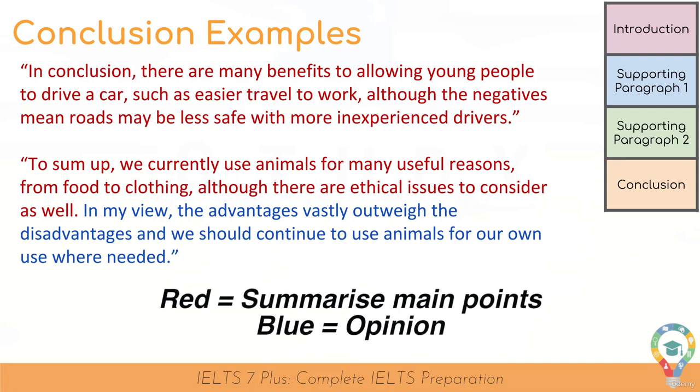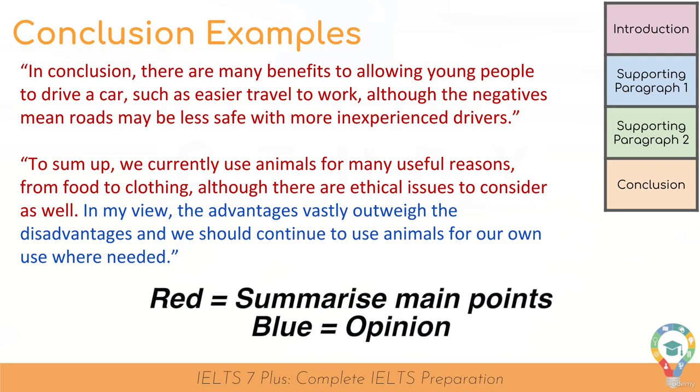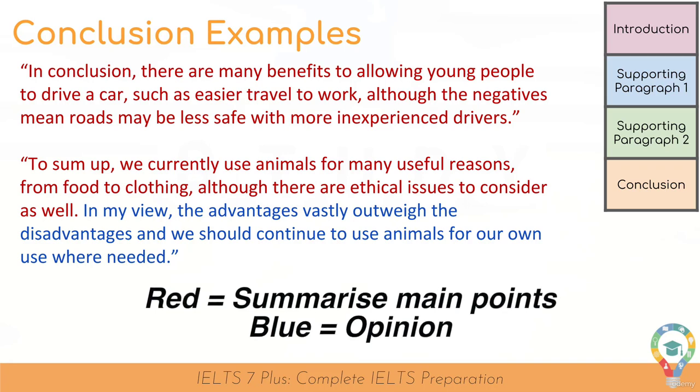And conclusion number 2, to sum up, we currently use animals for many useful reasons, from food to clothing, although there are ethical issues to consider as well. In my view, the advantages vastly outweigh the disadvantages, and we should continue to use animals for our own use where needed. So here are two examples of a one-sentence and two-sentence conclusion.